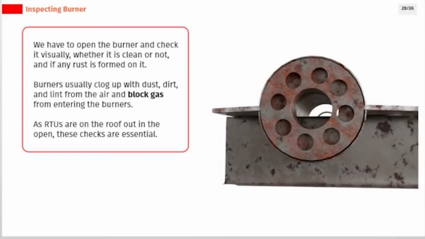We have to open the burner and check it visually, whether it is clean or not, and if any rust is formed on it. Burners usually clog up with dust, dirt, and lint from the air and block gas from entering the burners. As RTUs are on the roof out in the open, these checks are essential.